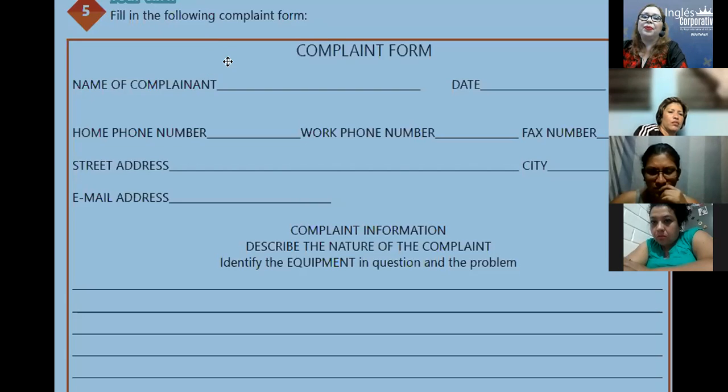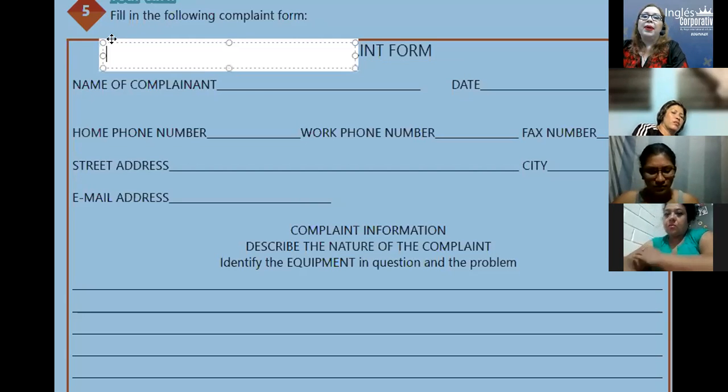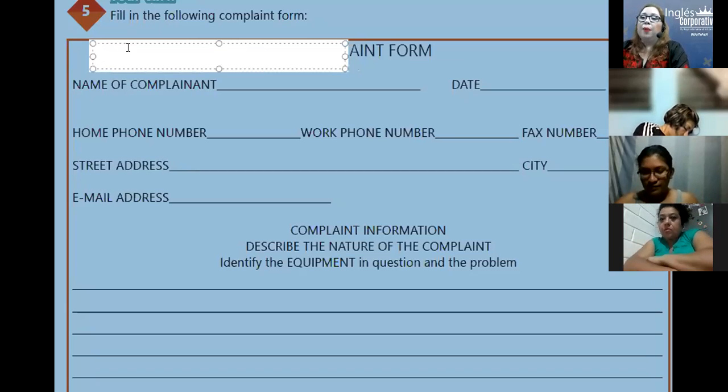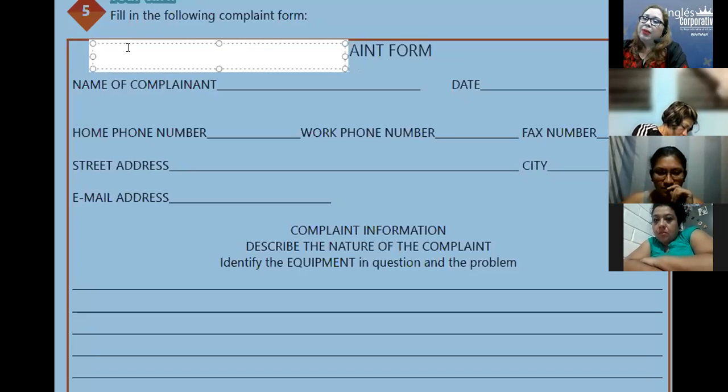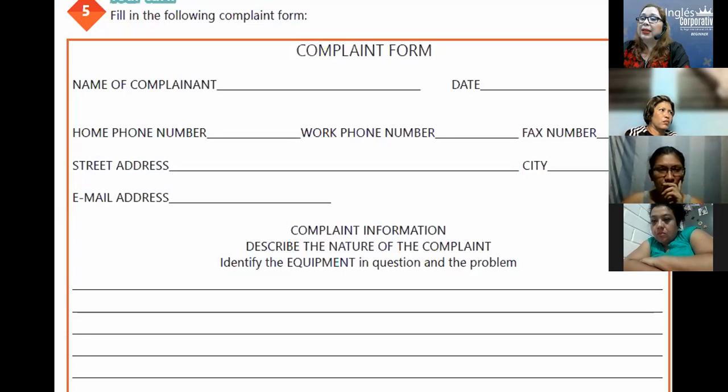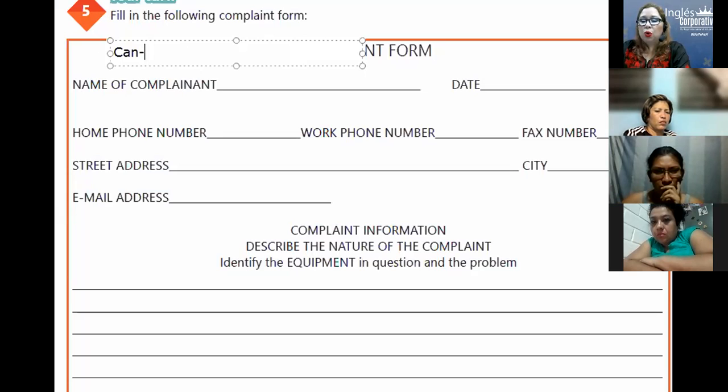Pero acá, para llenar un formulario, para mantener una conversación en el teléfono, para poder solicitar algo vía email, vía mensaje, utilizamos un lenguaje formal, amable y educado. Entonces, para eso tenemos los verbos modales. Acabamos de ver would o would like to. Tenemos can y tenemos could.